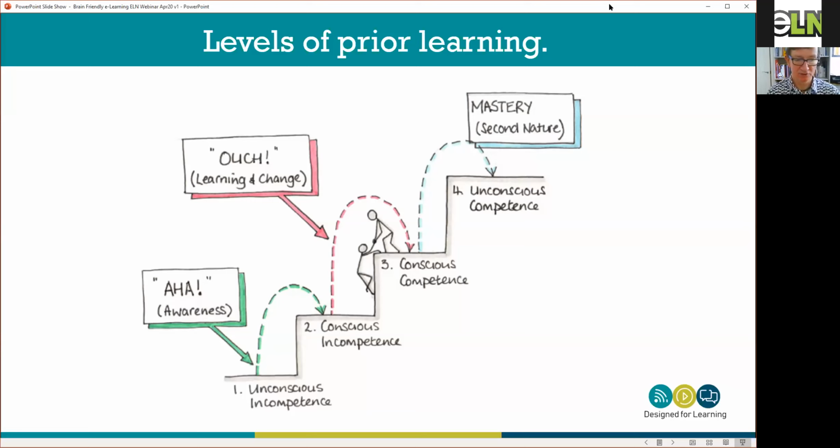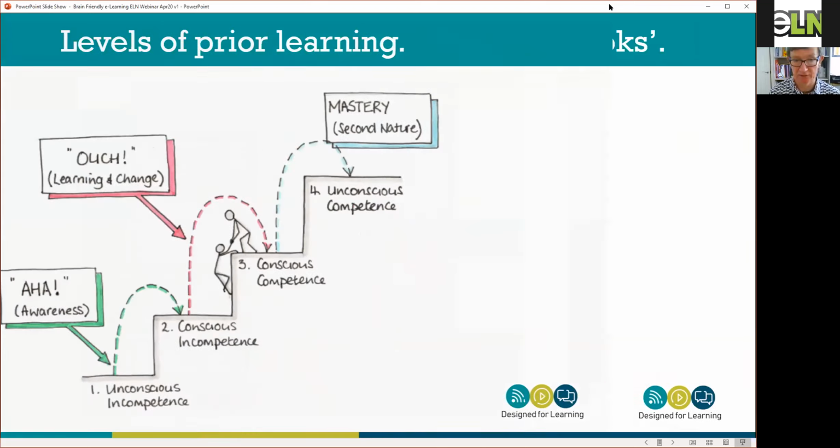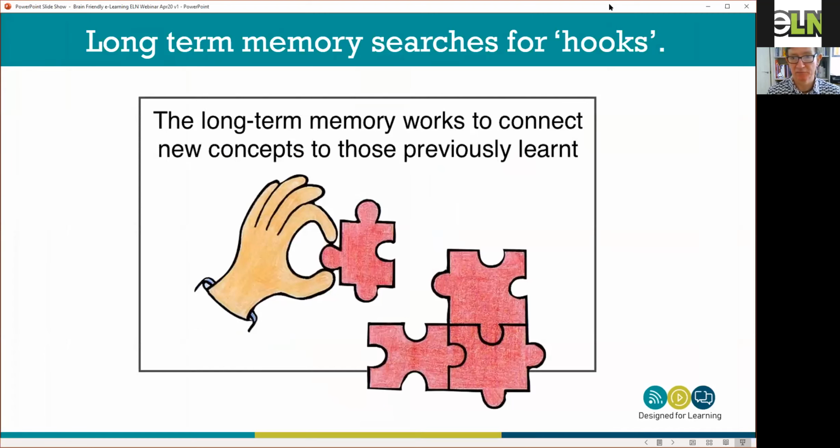So okay, if you've got somebody right at the bottom, then you can use instructor design to teach them basics. But as you move up that staircase, you need to think about what they already know, and then teach them, so that what you teach them connects into what they already know. The analogy I like is that long-term memory is a bit like a jigsaw puzzle. So when we introduce something new, people will try and connect it to what they already know.